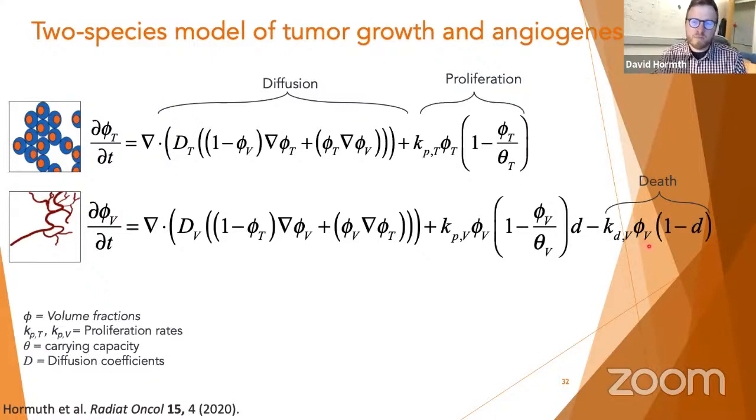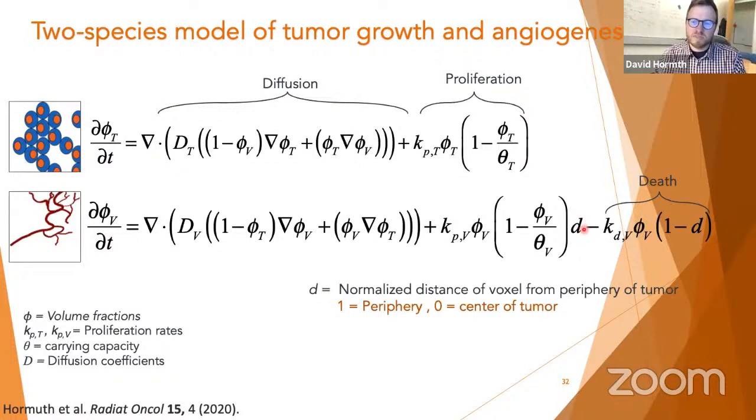The other thing I wanted to point out is that we have this term D in the blood volume equation, which is basically a normalized distance of a voxel from the periphery of the tumor. The idea is that at the periphery, this is equal to 1. So we're going to have angiogenesis at the periphery of the tumor, that well-vascularized periphery. And at the center of the tumor, it's going to be equal to 0. So at the center of the tumor, we're going to have blood vessel death or regression.